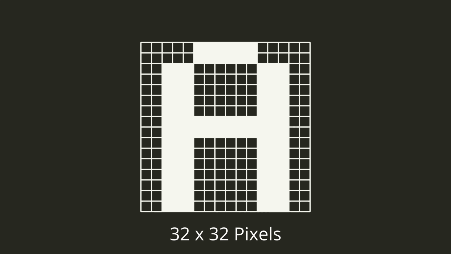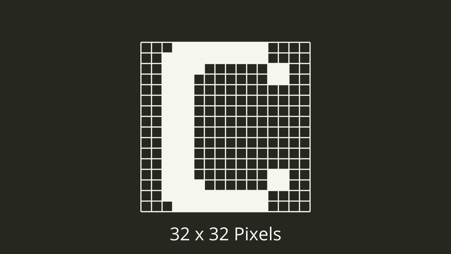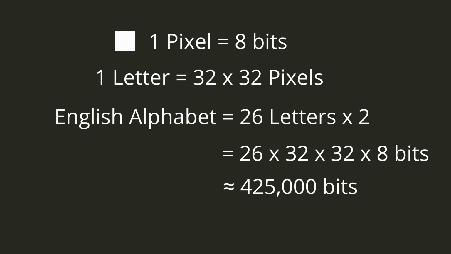So, plotting the letter A would look something like this. I could also plot the letter B, and so on and so forth. We can very easily calculate how much computer memory this would take up per character set. If we assume each pixel is represented by 8 bits, allowing a grayscale image to add some variety, and each letter is only 32 by 32 pixels, then storing the English alphabet would only take up around 425,000 bits.